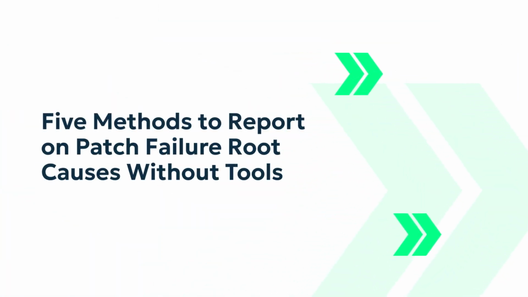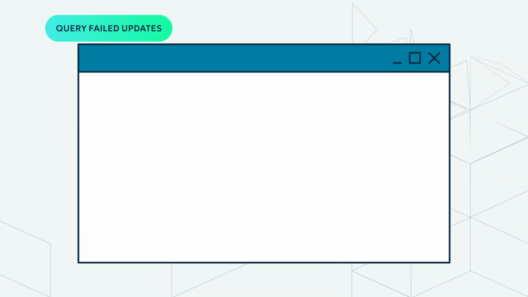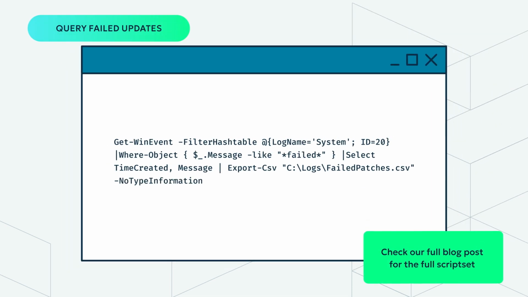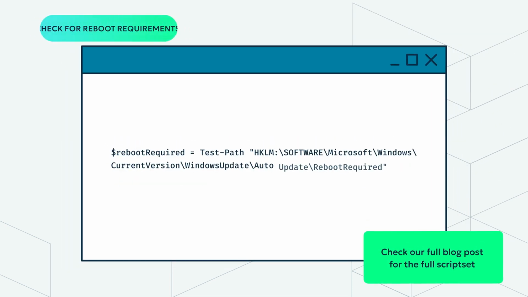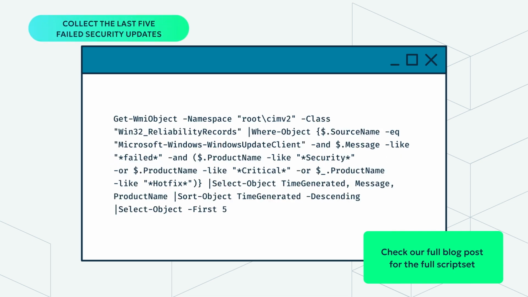Five methods to report on patch failure root causes without tools. Gather failure logs with PowerShell and event log queries. The first method is to gather failure logs using PowerShell and event log queries. Here are scripts to query failed updates on Windows Event ID 20. Check for reboot requirements. Collect the last 5 failed security updates. And collect the last 5 failed security updates, respectively.